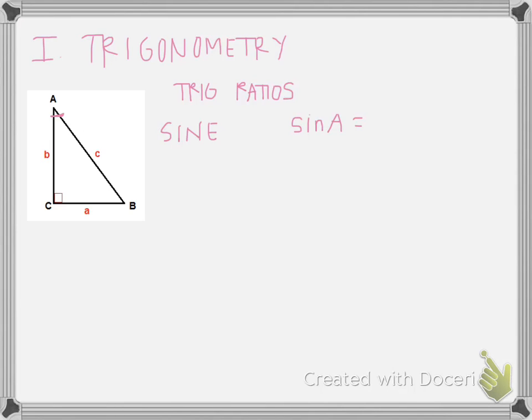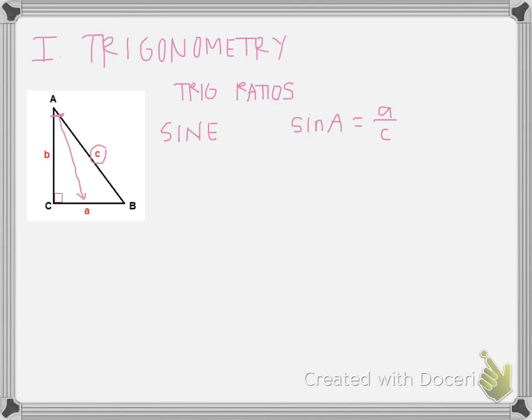a ratio of our sides. It is the side opposite of that angle. So the side opposite of that angle is going to be the side A, over the hypotenuse. And the hypotenuse here, remember, is across from your 90. So that would be your side C.